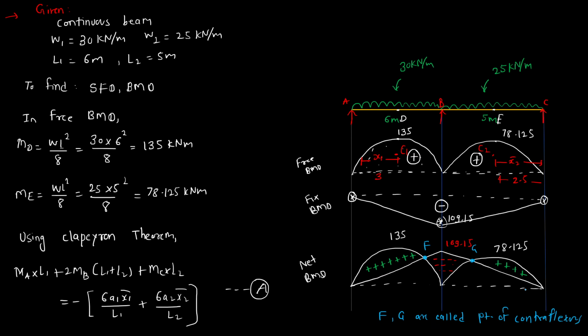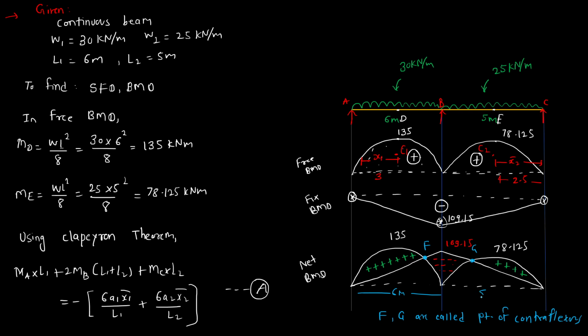And what is a point of contraflexure? Where the bending moment changes sign. So you can see from positive to negative it is happening at point F, and at point G from negative to positive. That means the bending moment changes sign here. So hence it is called a point of contraflexure.